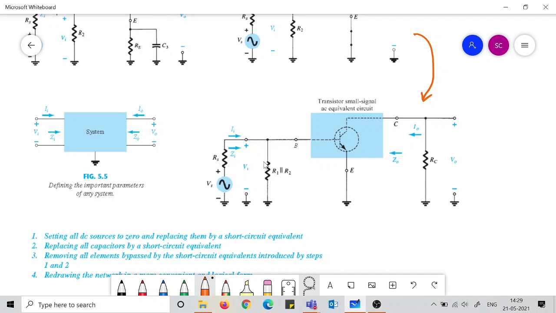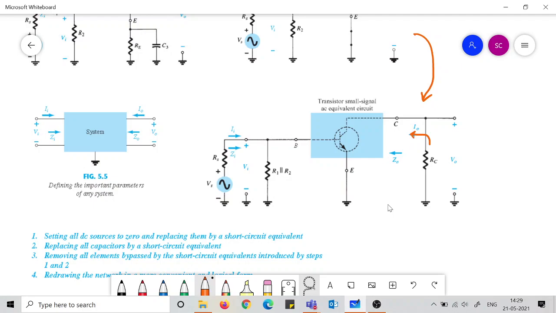Now when this has been done, this is Vi, the signal between this point and this point. Ii is something which is flowing in here. Then you see the V0 is RC being considered as the load. So this is the V0 and this is the I0. I0 is flowing through the load. So normally we should draw the I0 like this.